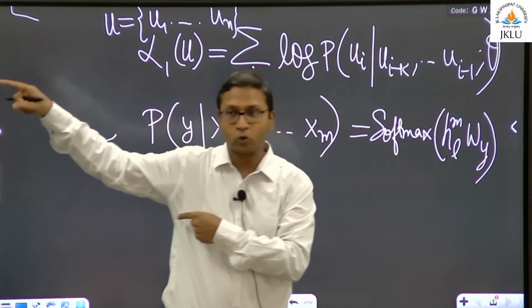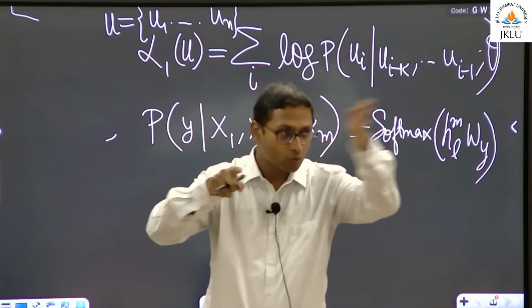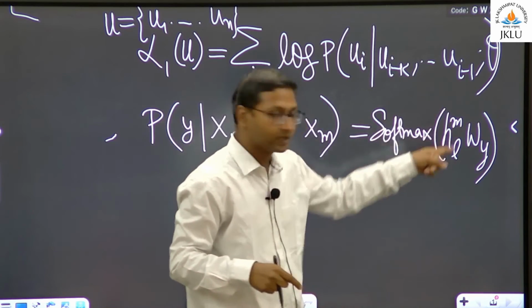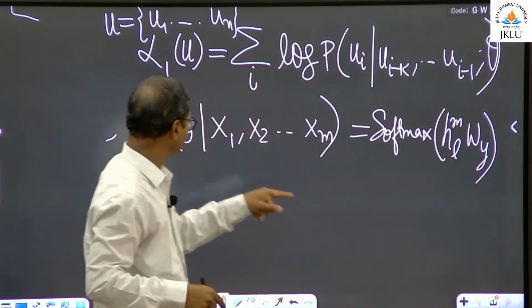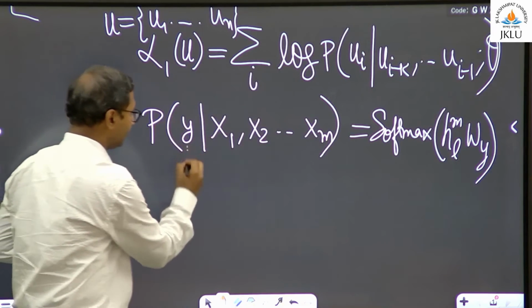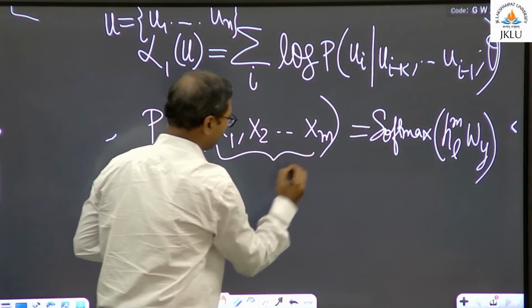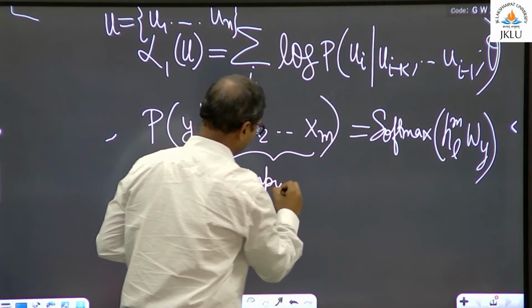What is HLM? This is my last token, right? This is my last token that is capturing the whole document, and we were taking softmax over that, so there is nothing new. So you are saying that the probability of Y, where Y is the label, given this, my input.